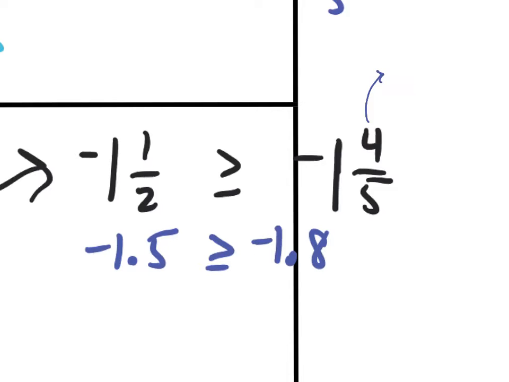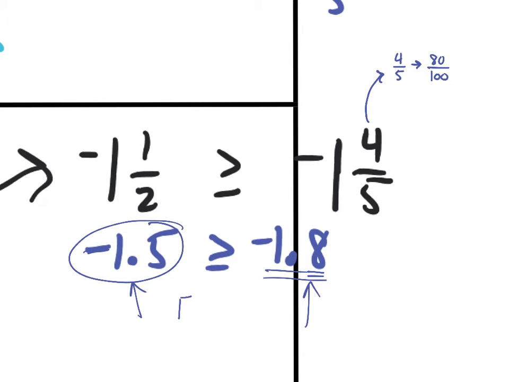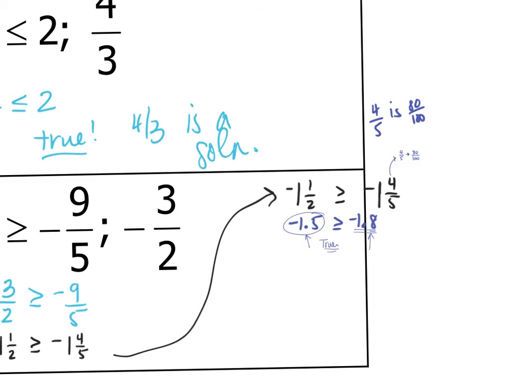How do we know that? Well, 4 out of 5 is the same as 80 out of 100. So there's the 1.8. Okay. And then, yeah, negative 1.5 is definitely bigger than negative 1.8 because since we are negative, this is the larger value. If we were positive, this would be the larger value. This is then true. So it looks like negative 3/2 is a solution.